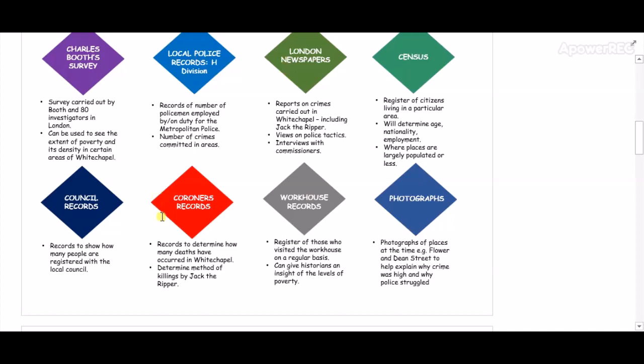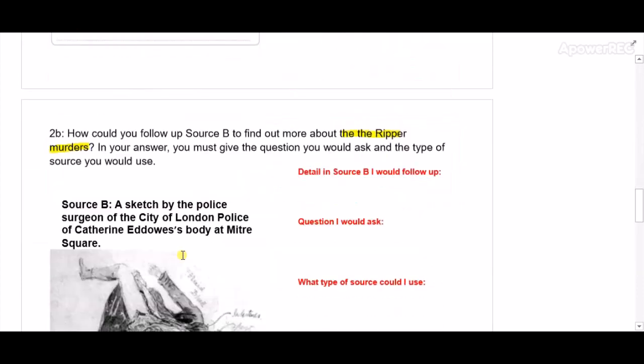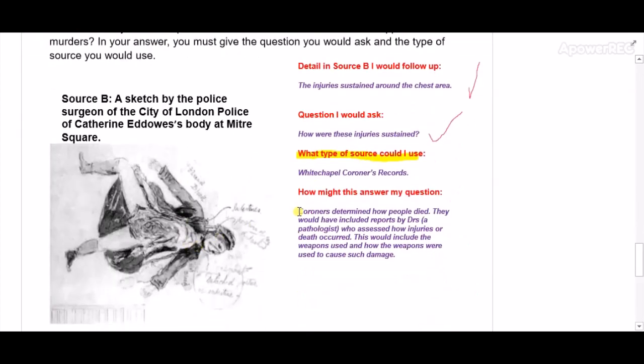But the one I'm going to go for is the coroner's records. These are records to determine how many deaths have occurred in Whitechapel, and they were there to determine the methods of killing by Jack the Ripper. So if I go back down, that's my answer. I said, what type of source can I use to help me answer this question? Well, I'm going to use Whitechapel's coroner's records. There's my third mark.